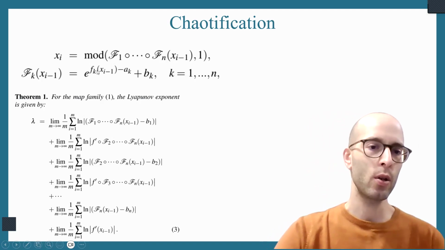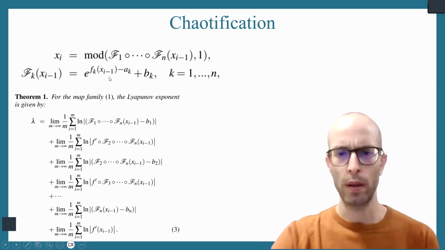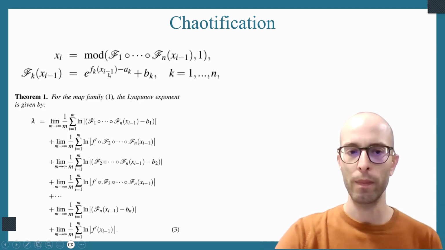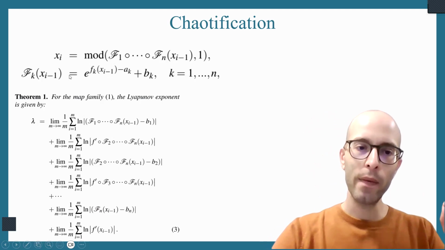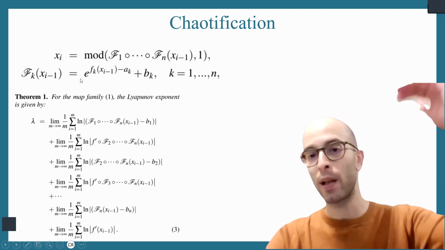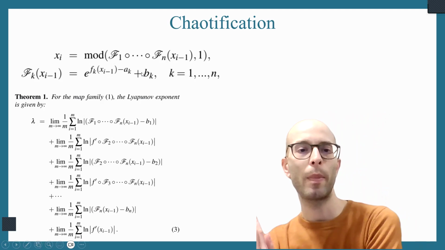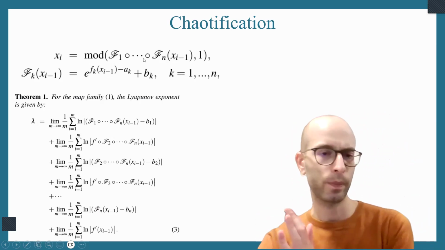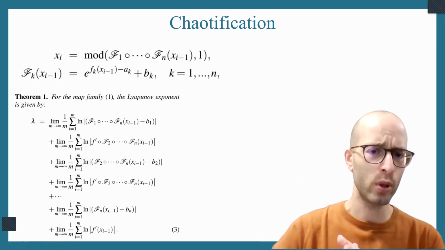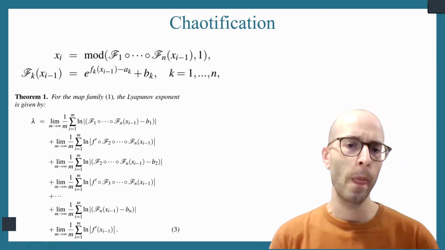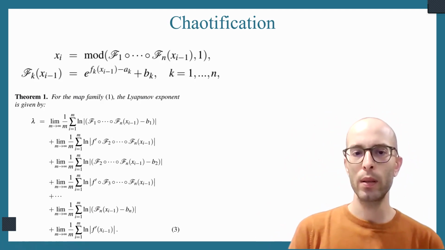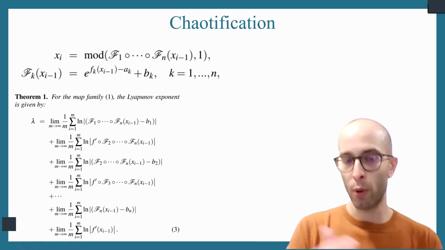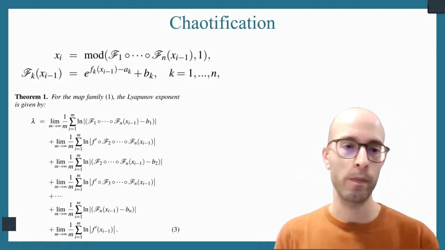f is any seed function. You can take the logistic map, the sine map, any map from the literature. So each calligraphic f has an exponential of a seed plus some stable parameter, and we have composition of multiple such functions. So we have composition of functions and overall modulo 1. So that's why we call it multi-composition exponential modulo chaotification.